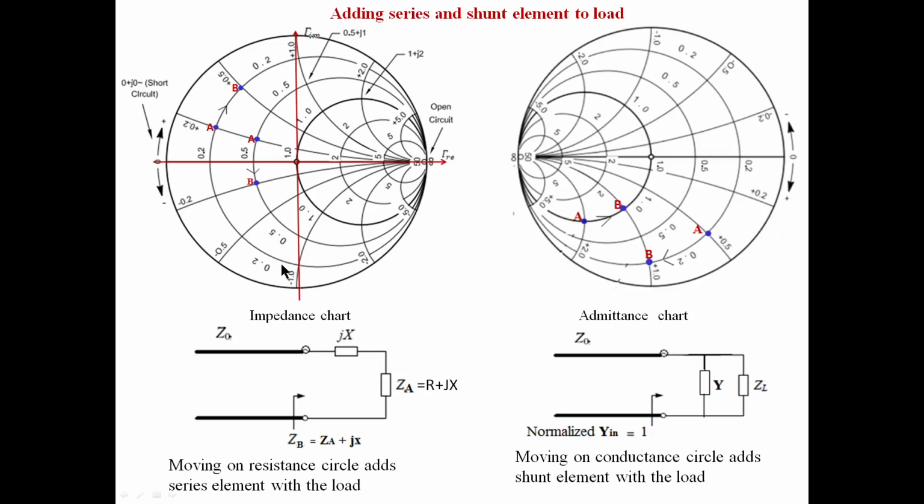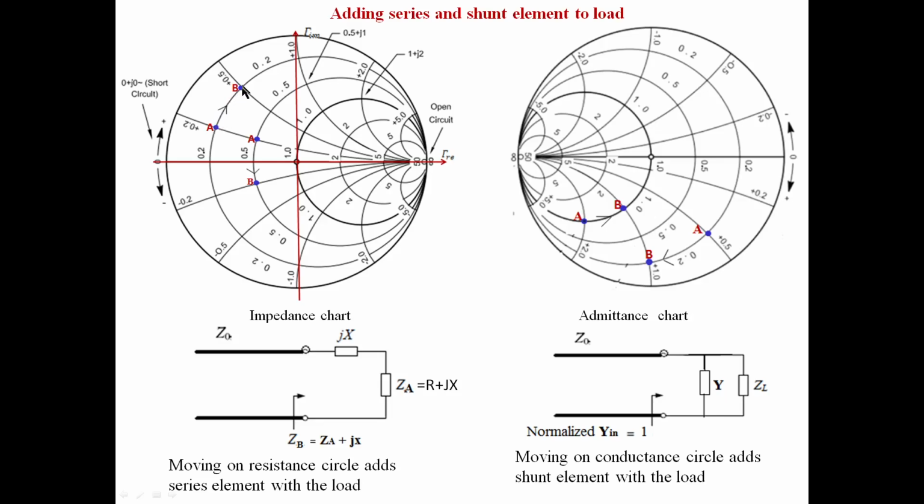Over this resistance circle on which our load point is present, move in the clockwise direction. It adds the series inductor. If you move anti-clockwise, it adds the capacitor. For example, the load is here. Any resistance circle we can move over, whichever resistance circle the load point lies on, you should move along it.